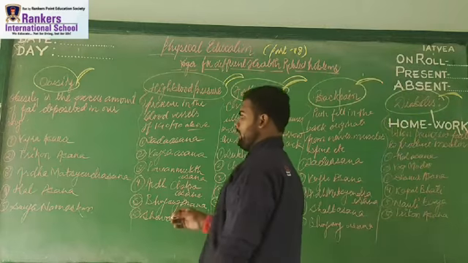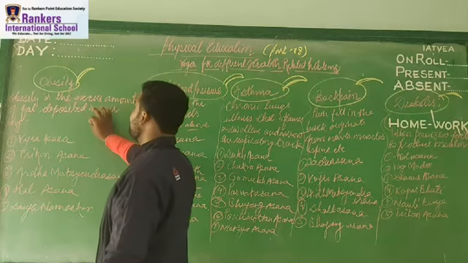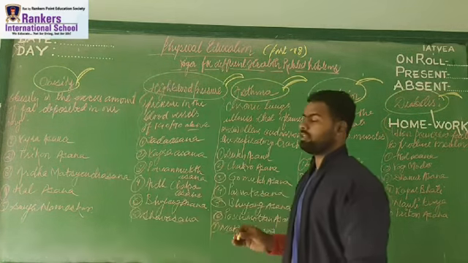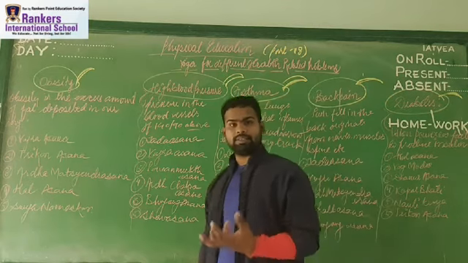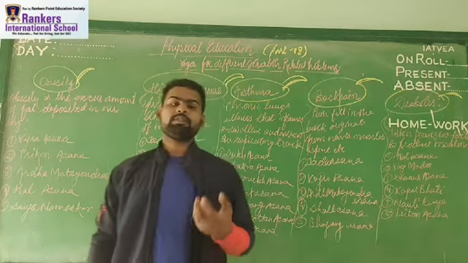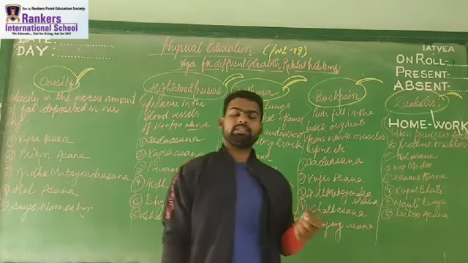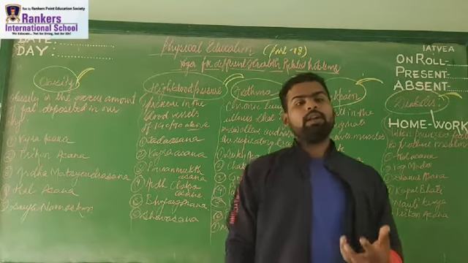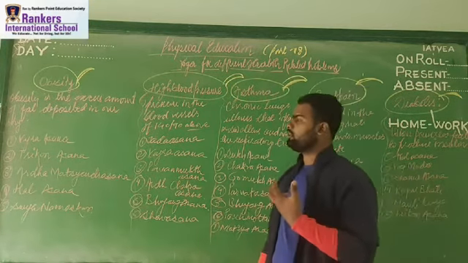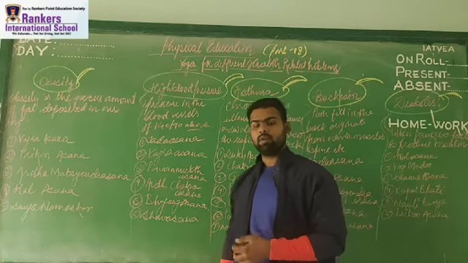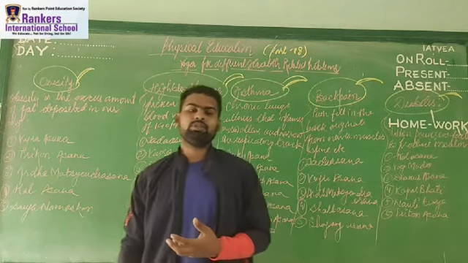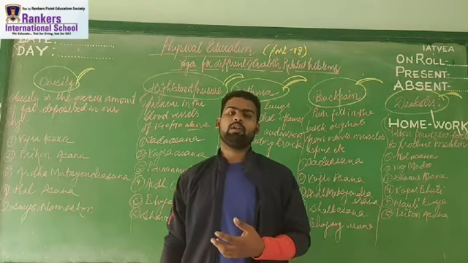Now what is obesity? Obesity is the excess amount of fat deposited in our body. If there is an excess amount of fat deposited in the body of a human, it is called obesity. Now let us talk about the different causes of obesity. Why is obesity a major problem and why does it occur so much?